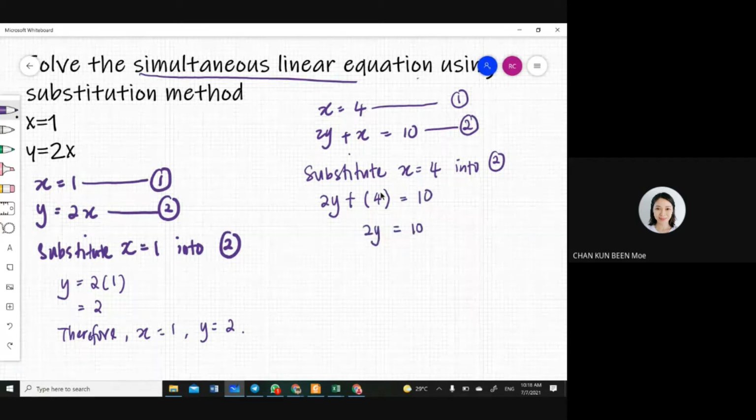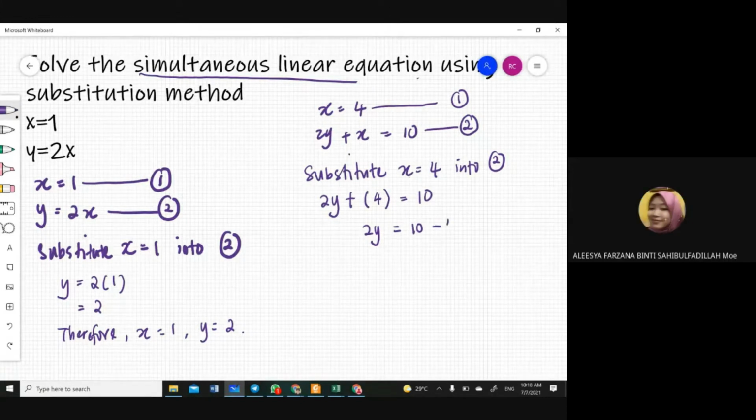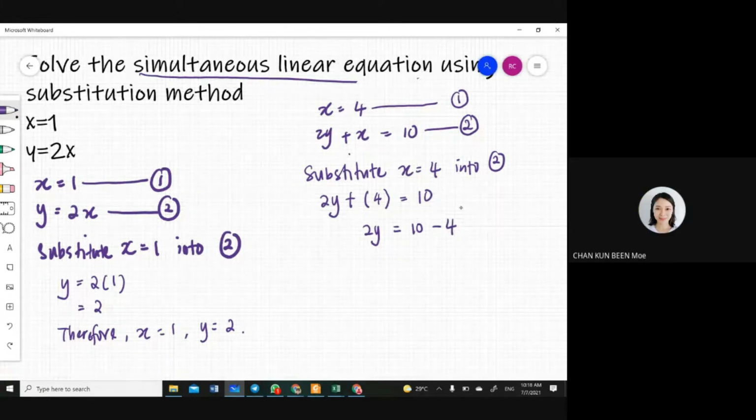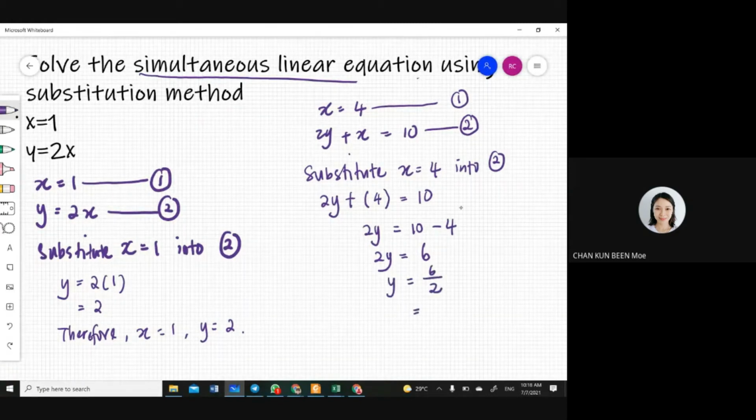Send the 4 over, becomes 9 minus 4, correct. So 10 minus 4 is 6. So 2y is equal to 6. If you want to write down the y directly, y is equal to 6 over 2. So the answer is 3. So now we already have the value of y, which is equal to 3, and x is equal to 4. So that's all. We don't have to do another substitution.